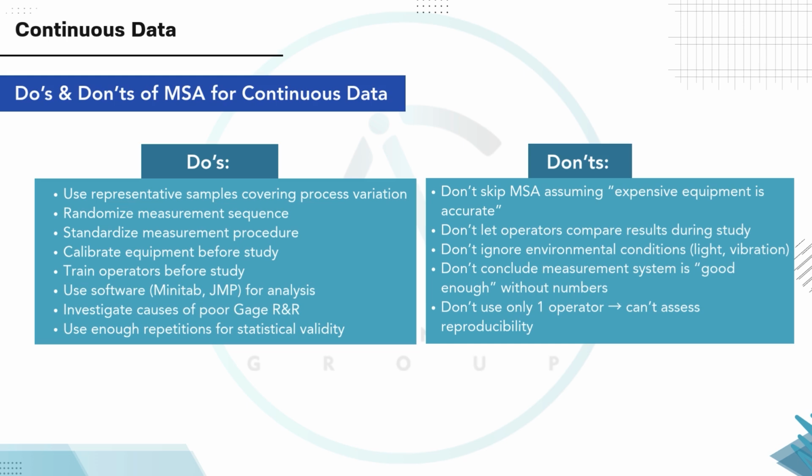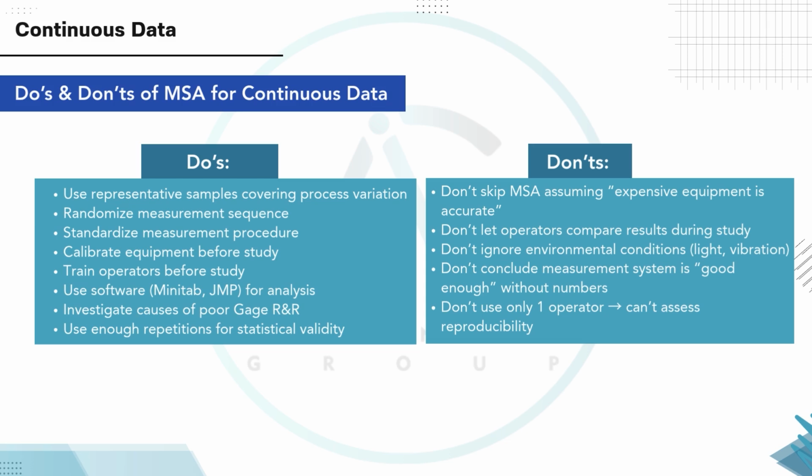If your gauge R and R results are poor, don't just accept them. Investigate the root causes. And finally, use a sufficient number of repetitions in your study to ensure the results are statistically reliable. Now the don'ts. Don't skip MSA just because you're using expensive equipment. Price doesn't guarantee accuracy. Don't allow operators to compare results during the study, as it can bias the outcomes. Don't ignore environmental factors such as lighting or vibration, as they can impact measurements.